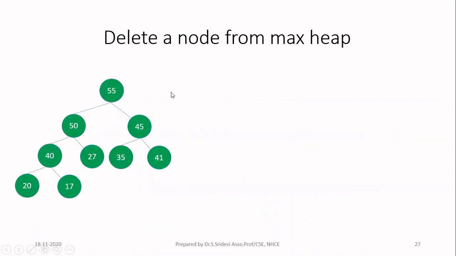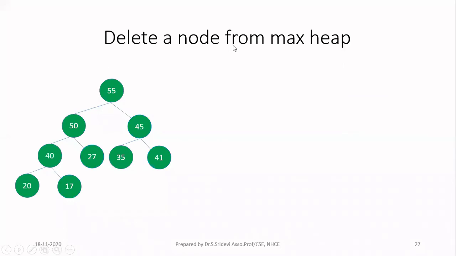So this is a max heap tree given to me. And if you look at the tree, the root node is 55. It is greater than both of its children. So 50 and 45 are the child nodes of 55. They are smaller than 55. Similarly, in every subtree, the root node will have a value greater than its children. So this will be true for the entire tree of your max heap.